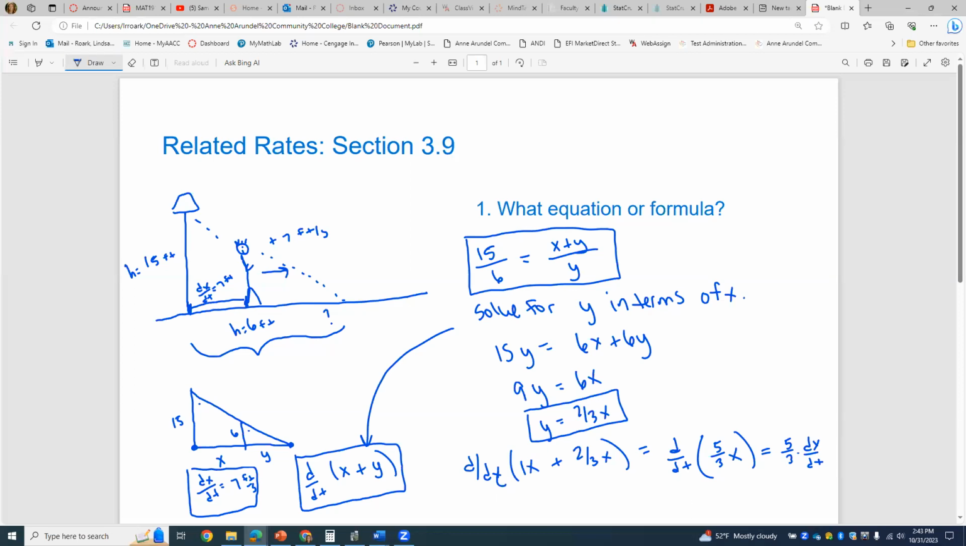Because for all of these, we have to take the derivative with respect to time. And we know the derivative of x with respect to time. It's 7. Okay, so we say 5/3 times 7 equals 35/3. And this would be feet per second. Okay, so this one was an extra tricky one because there's a lot going on. We really would have to find the derivative of x with respect to time and add it to the derivative of y with respect to time.